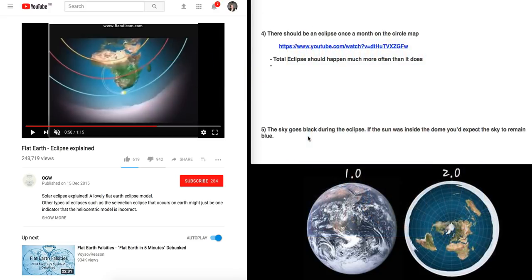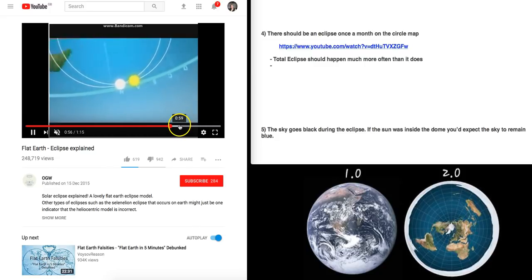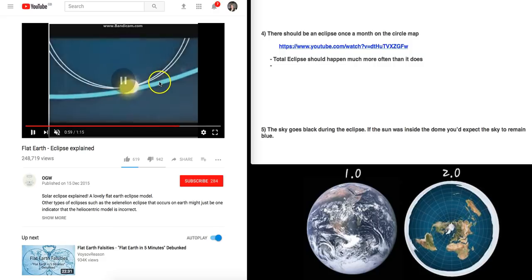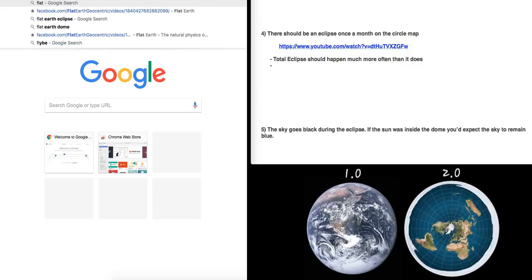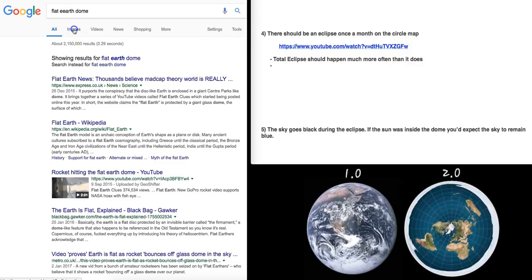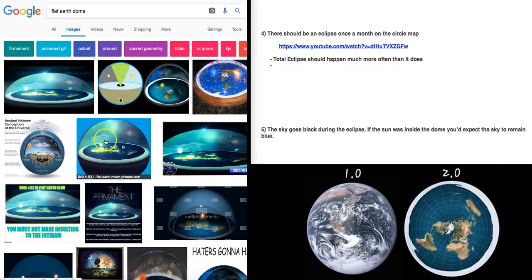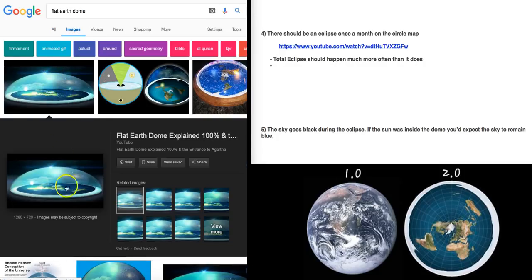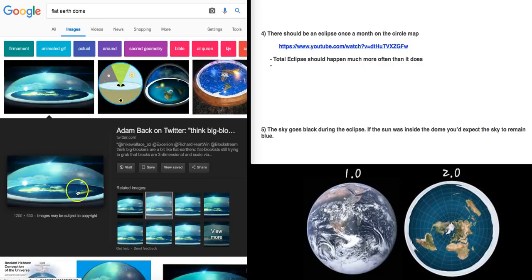Secondly, to do with eclipses, you'll notice here how they show the sky going black when the sun overlaps. But when we look at the flat Earth dome, if the moon's blocking the sun, there should still be light from behind. This should still be light. The sun is still inside this place.